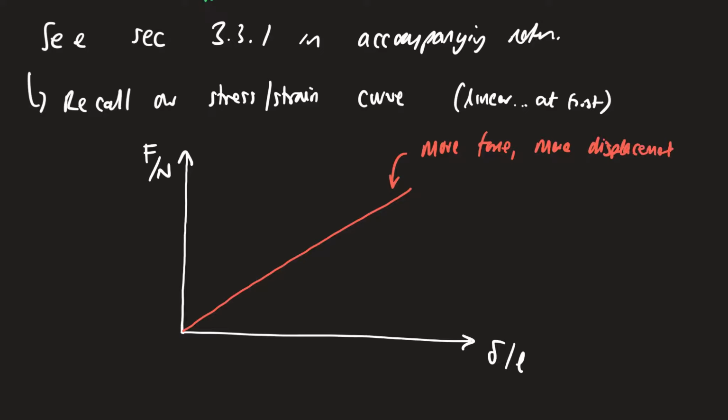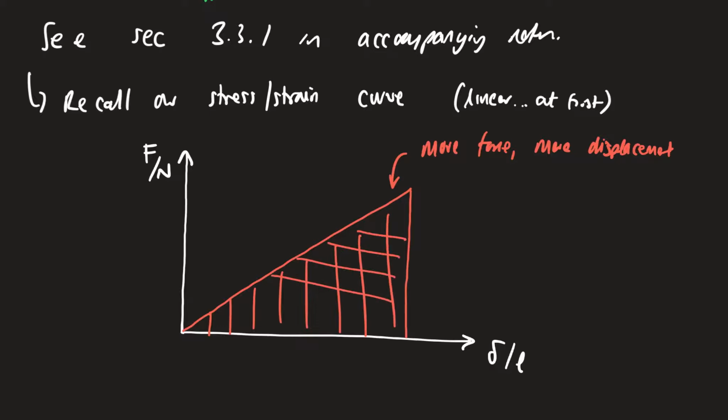Now the interesting part of this curve for us is the area underneath it, which is equal to the amount of work done. So the area has the units of newtons multiplied by meters, joules. Okay, so that gives us our energy there.